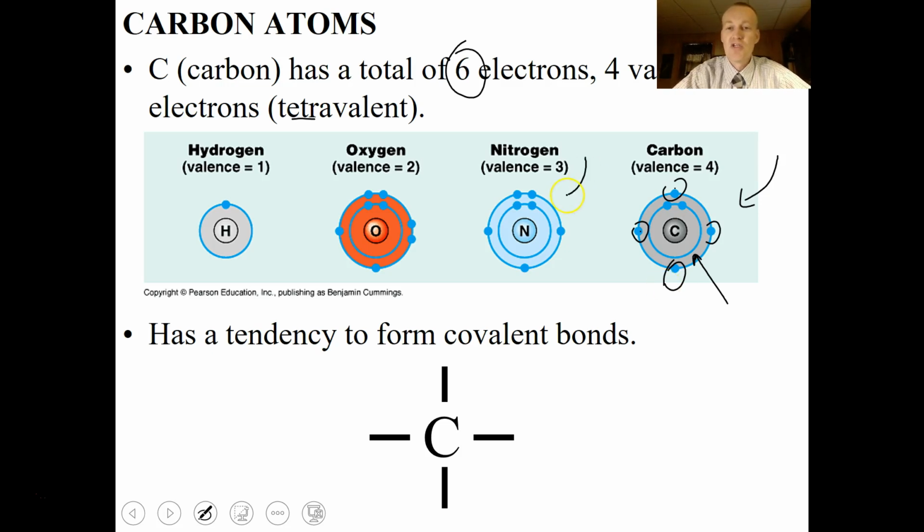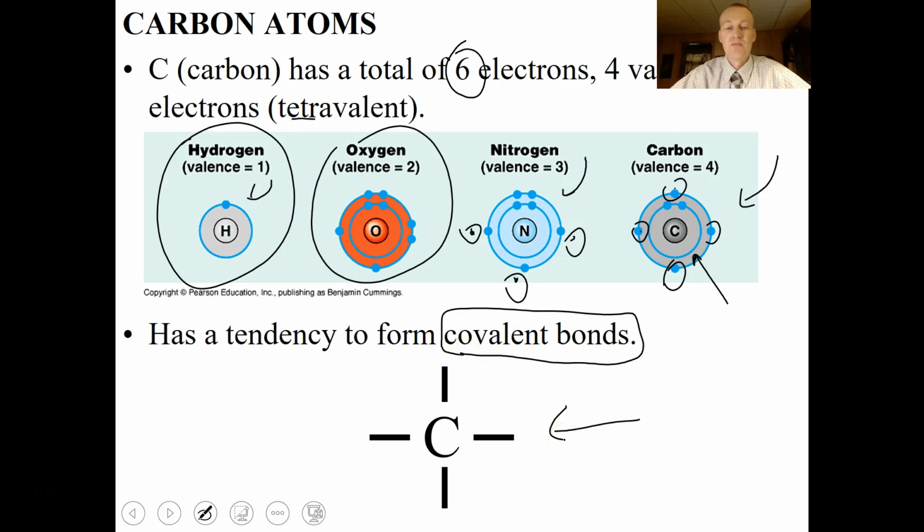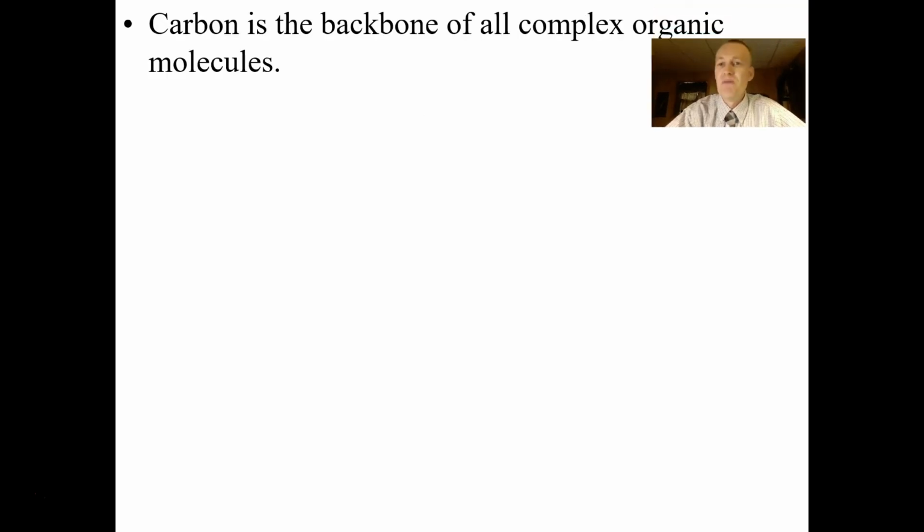So if you look at nitrogen, it has a valence of 3, so it needs 3 electrons to complete its outer shell. And so it's very likely to join with other things. Oxygen has a valence of 2, and hydrogen has a valence of 1 because it only has 1 electron in its energy shell. So because of the properties of carbon, it wants to form covalent bonds. So that makes it a very, very special Lego of life, a very special building block. And so carbon is the backbone of all complex organic molecules.